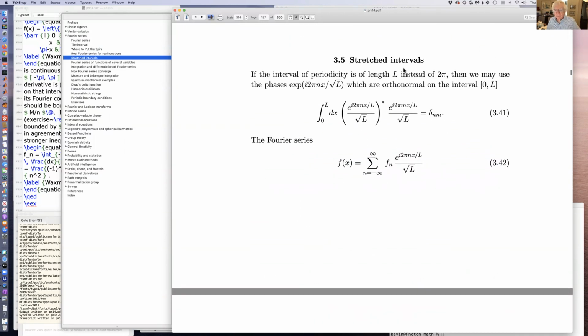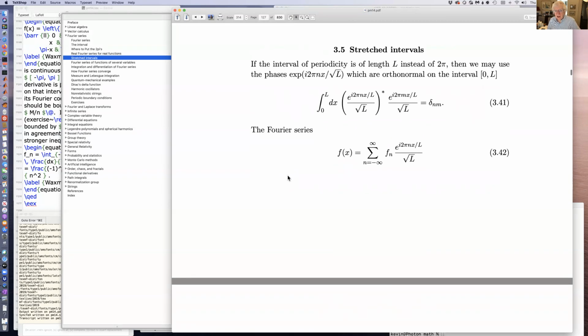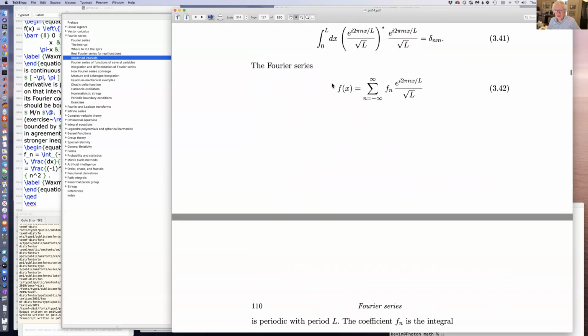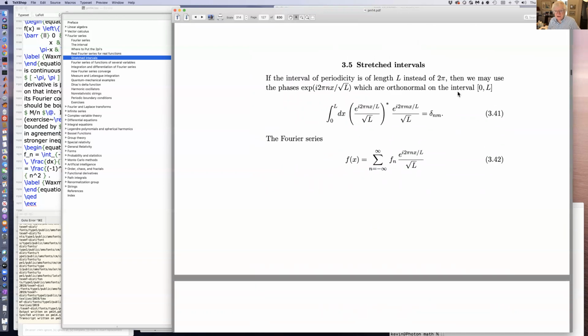Stretched intervals. Suppose we go to length L instead of 2 pi. Then we use different phases. These are the orthonormal phases that we use, either the 2 pi i mx over L, and we divide by square root of L. And they're orthonormal on this interval 0 to L. And the Fourier series then looks like this.